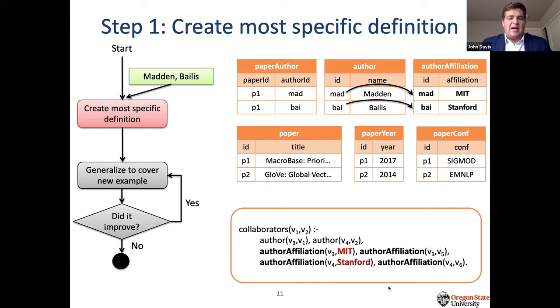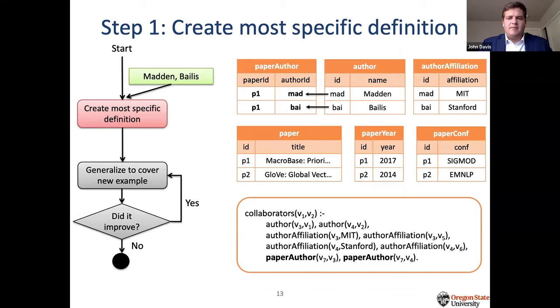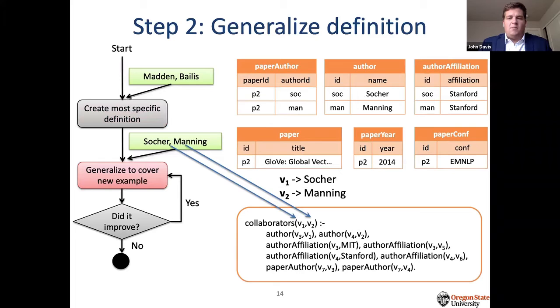Notice there are 4 atoms added, but only 2 tuples in the relation. That is because the algorithm may add more than one literal per tuple, where some of the attributes in the literal have variables and others have constants. Following the addition of the author affiliation literals, we can use another relationship between author and paper author, which we can then use again to add more literals to the definition. After exhausting all possible direct and indirect join paths between the tuples in the database and the positive example, we can conclude that we have the most specific definition.